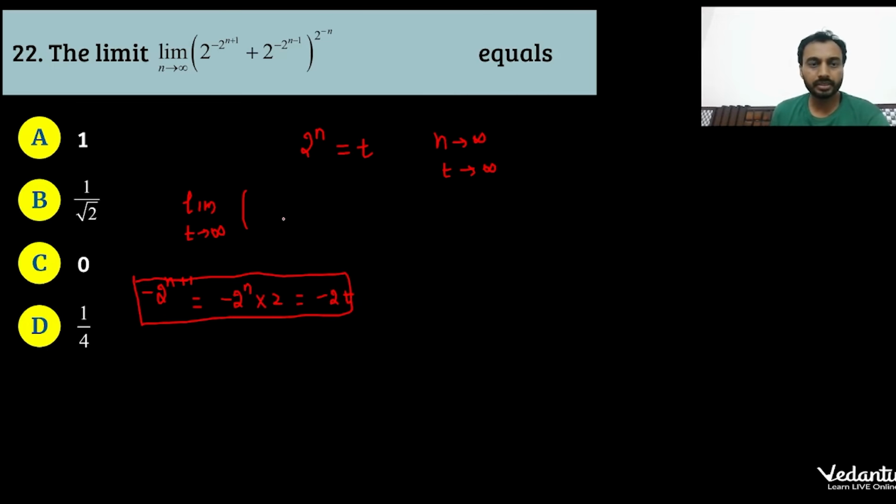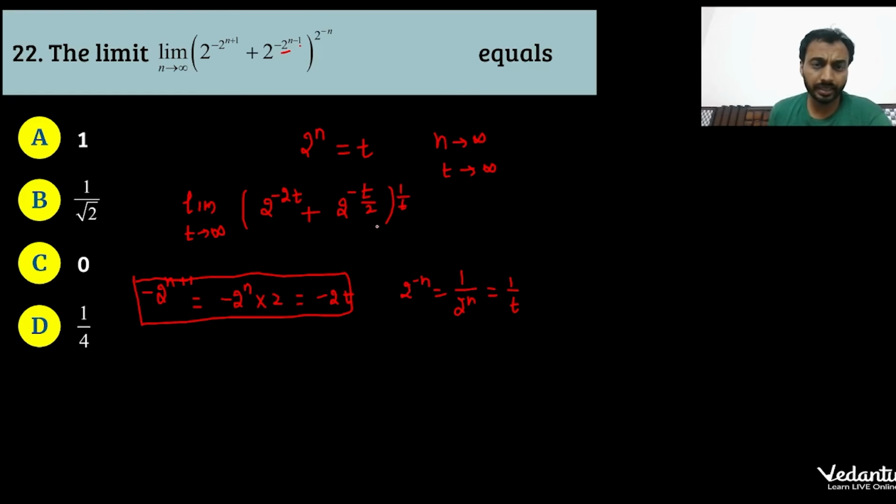So we can say that it is 2 raised to power minus 2t, and in the second one again minus 2 raised to power n is t, so that is minus t, and 2 raised to power minus becomes 1 by 2, so 2 raised to power minus t by 2, and in the numerator we have 2 power minus n, so 2 power minus n is basically 1 by 2 power n, that is 1 by t.